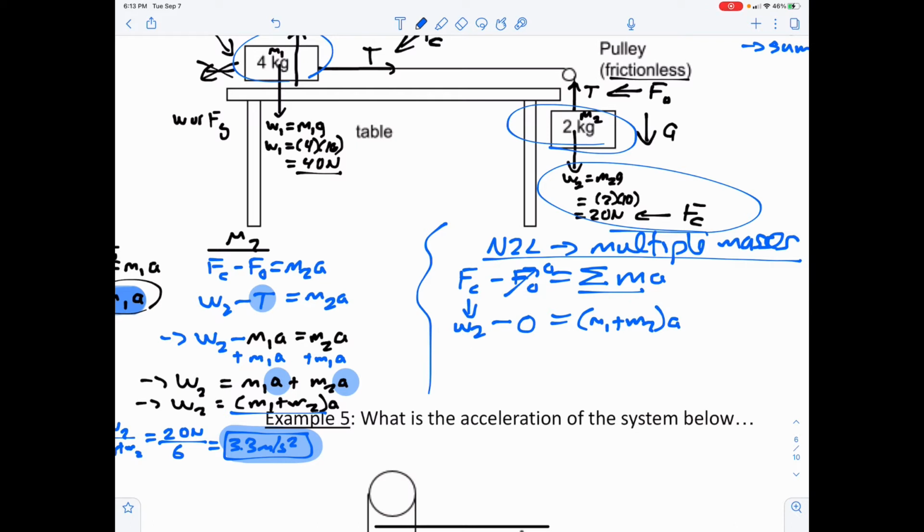Again, divide by the sum of the masses, and it's weight 2 over mass 1 plus mass 2. Weight 2 was 20 newtons over 2 plus 4, which is 6 kilograms. 20 divided by 6 is 3.3 meters per second squared.